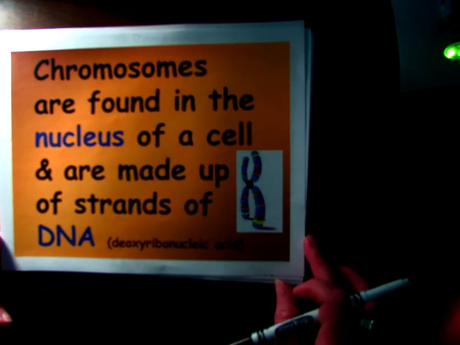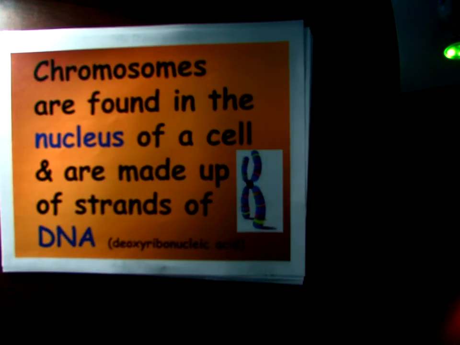Chromosomes are found in the nucleus of a cell. Now remember, we studied the nucleus at the beginning of the year. It's the brain of the cell. It controls the activities of the cell. The chromosomes are found in the nucleus, and they're made up of strands of DNA. And remember, DNA is deoxyribonucleic acid.